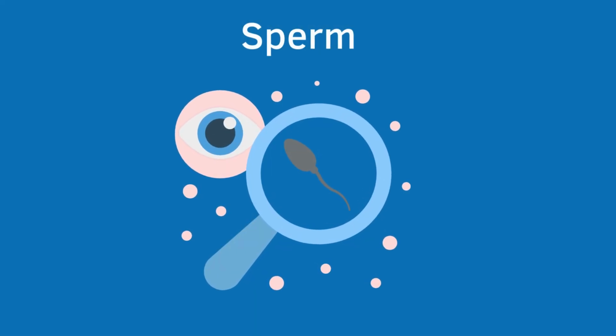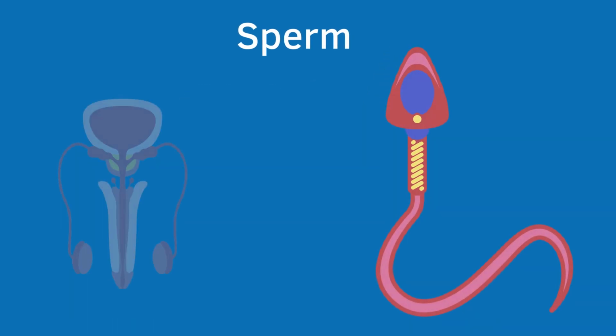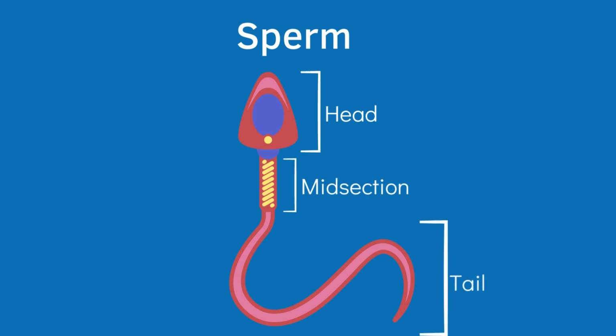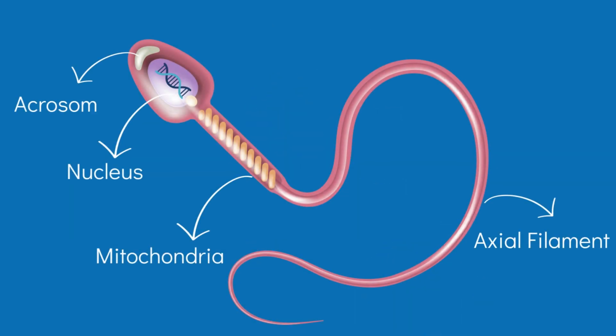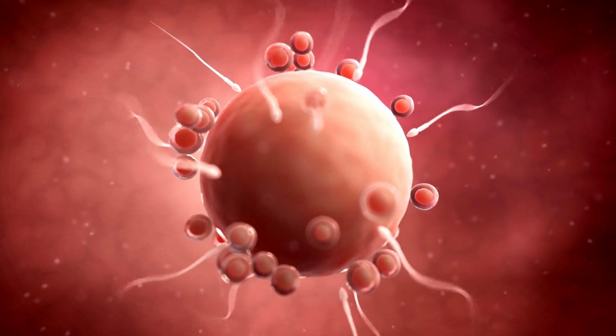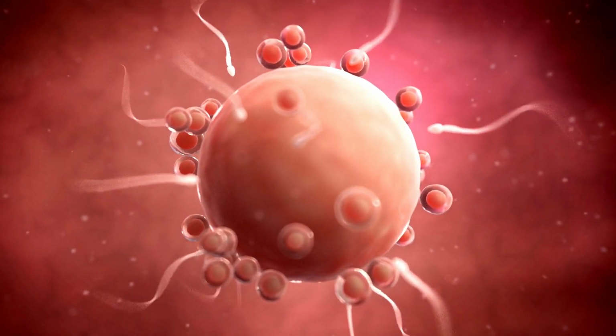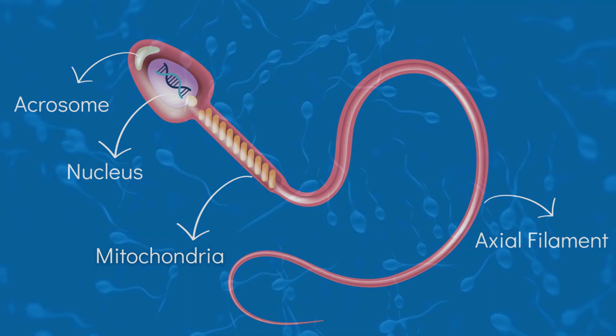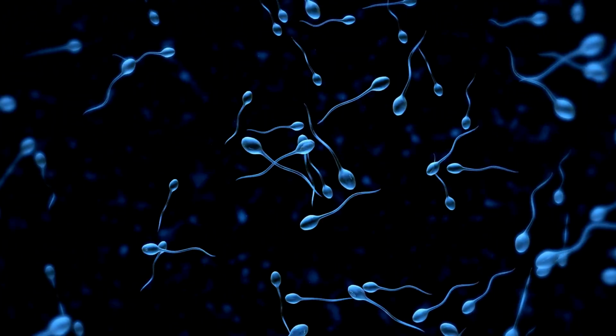Sperm are microscopic cells produced in the testes. They have a distinct morphology consisting of a head, midsection, and tail. The head contains the genetic material, DNA, and is covered by a cap-like structure called the acrosome. The acrosome contains enzymes that aid in the penetration of the oocyte's outer layer. The midsection of the sperm contains mitochondria, which provide the energy needed for movement. The sperm moves ahead toward the oocyte thanks to its lengthy tail.